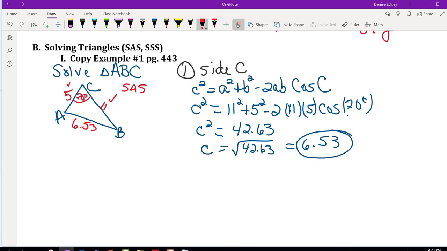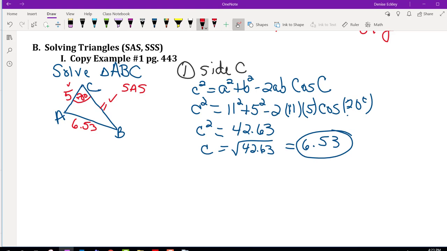Now you have two options here. You can use the law of cosines to find an angle, and then to get the third one, subtract from 180. Or you can use the law of sines, because you now have enough information to find a second angle. But let me caution you about using the law of sines. You have to be careful about the order in which you do it.